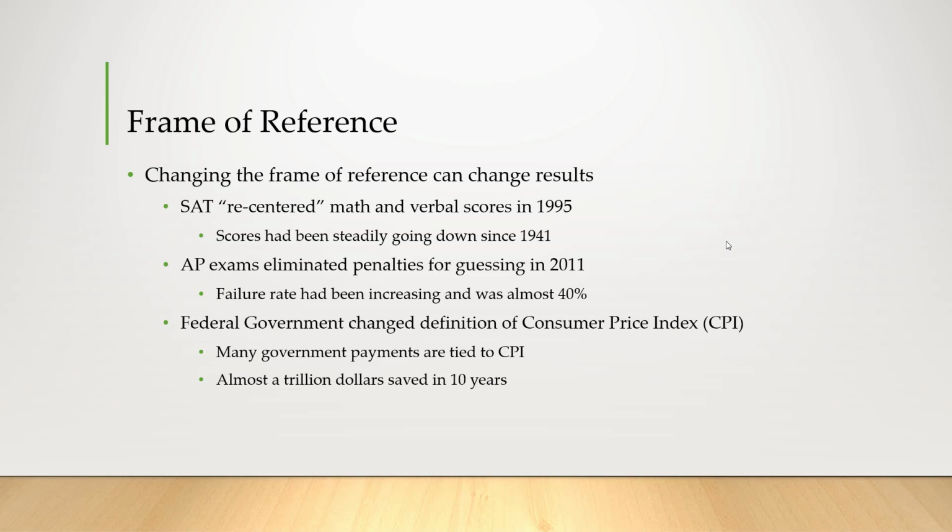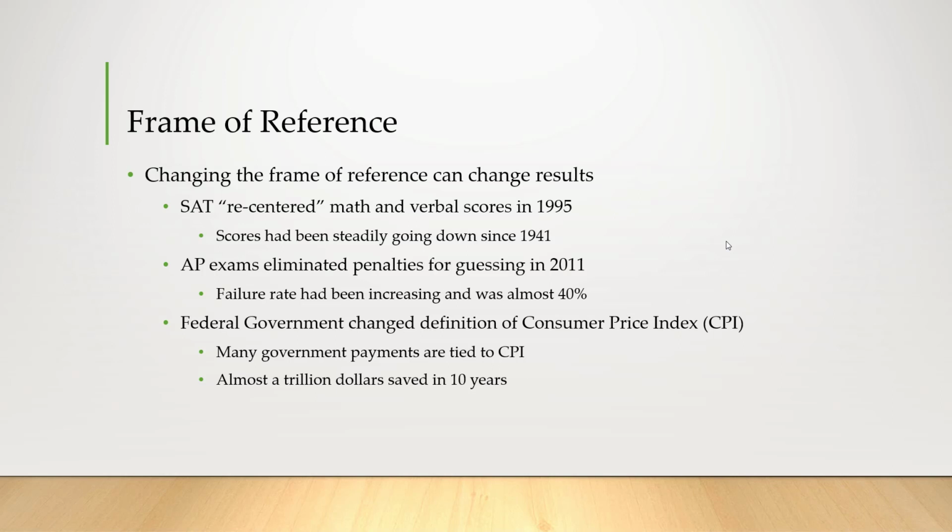The SAT in '95 had to recenter what the actual national average was, because math and verbal scores had been steadily going down. So was it that we were getting dumber as a country, or was the majority just the average shifted? So they shifted it in 1995.